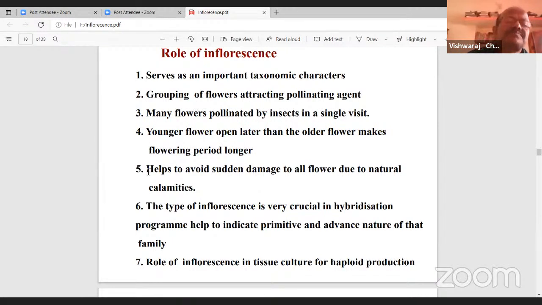And fourth and fifth point function, it helps to avoid sudden damage to all flowers due to natural calamities.